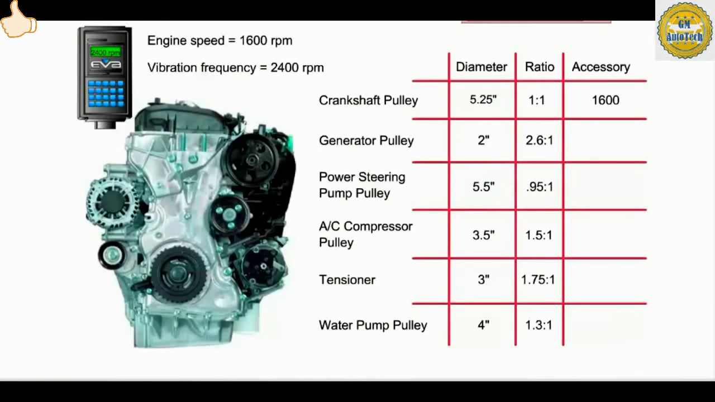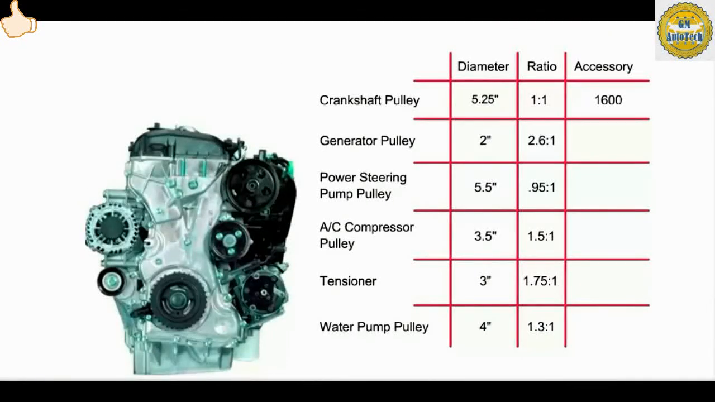Here are the rest of the values. Continue to the next page to see how to fill out the last column in the table. The last column you'll fill in is actually the most important column, the engine accessory frequency as measured in RPM. Take the accessory ratio and multiply it by the crankshaft RPM.